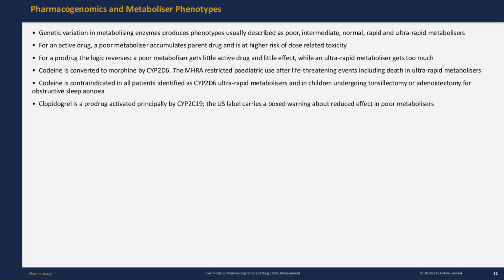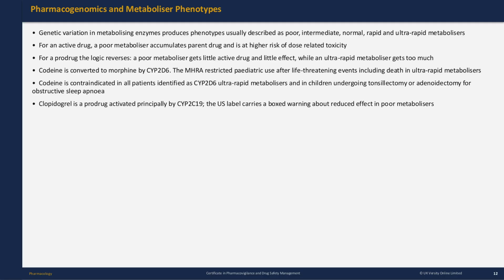Genetic variation in metabolizing enzymes produces phenotypes usually described as poor, intermediate, normal, rapid, and ultra-rapid metabolizers. For an active drug, a poor metabolizer accumulates parent drug and is at higher risk of dose-related toxicity. For a prodrug, the logic reverses. A poor metabolizer gets little active drug and little effect, while an ultra-rapid metabolizer gets too much.